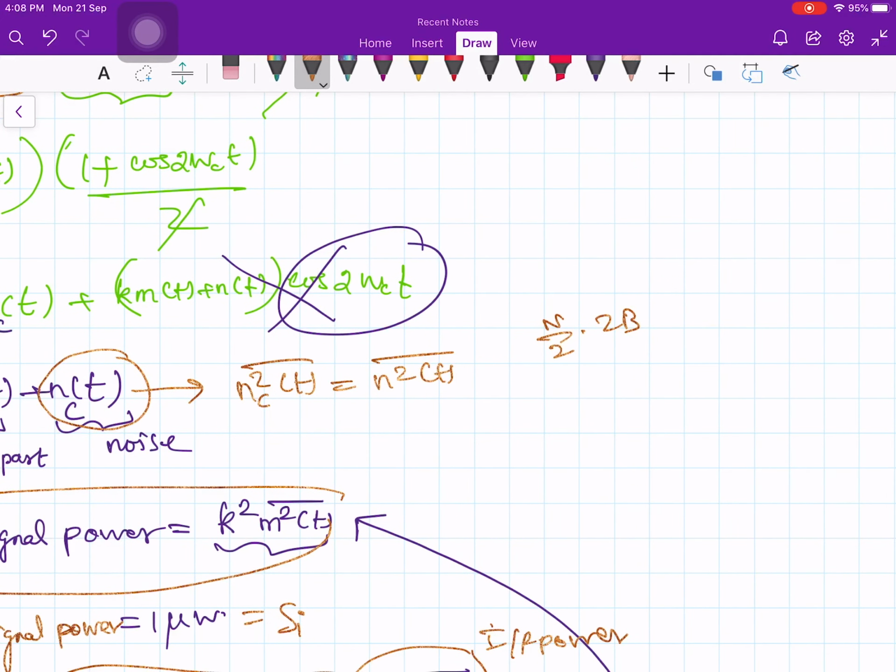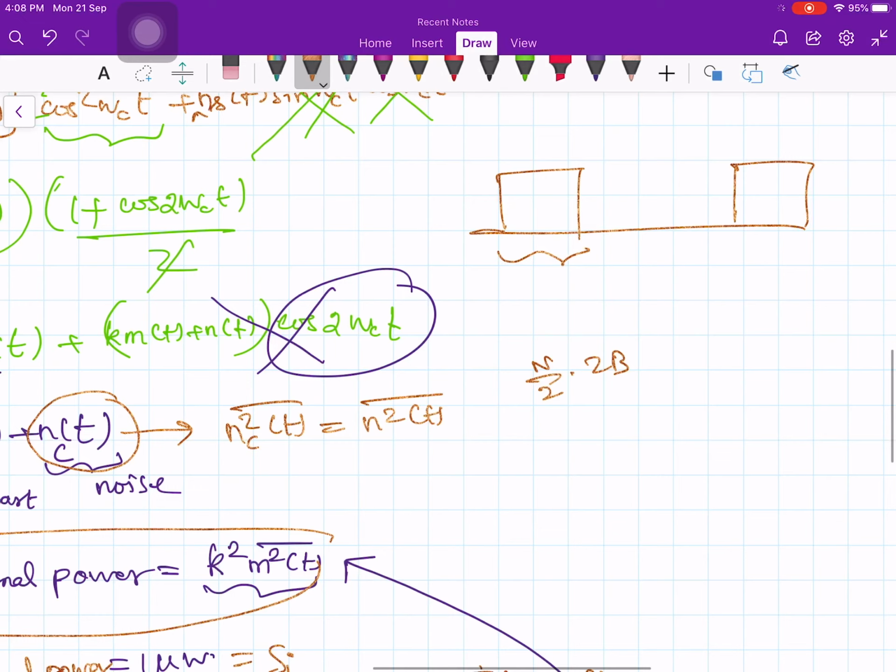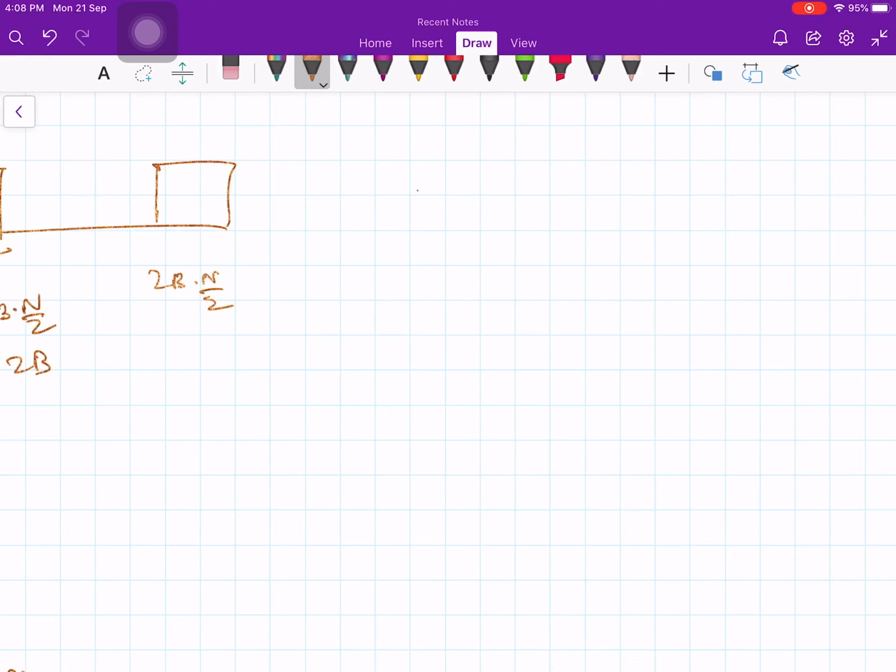See, in the earlier case we said it is like this. If it is constant, then you can multiply. So this is 2B, so 2B times n by 2, here also 2B times n by 2, like that you can do. But here you cannot do like that, because the given power spectral density function Sn of f is equal to 1 divided by omega square plus a square. It is not constant.